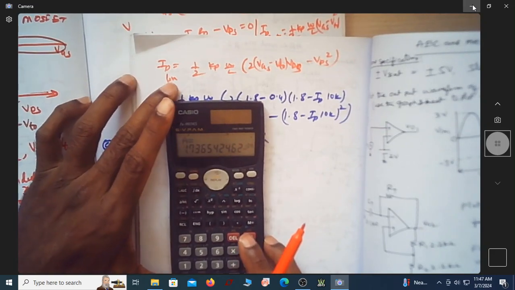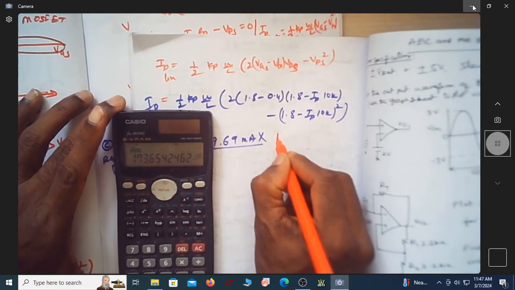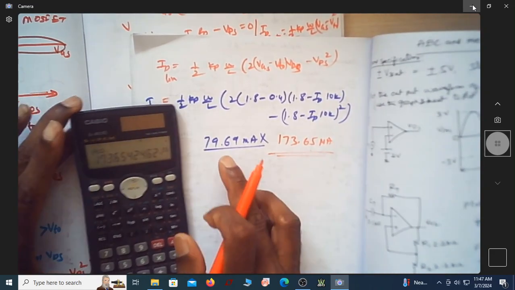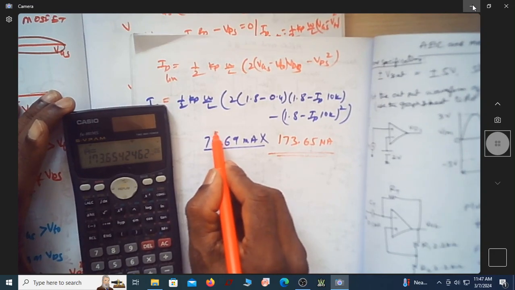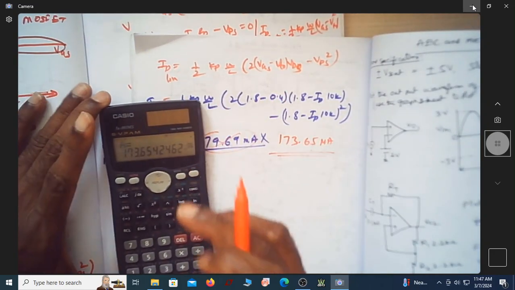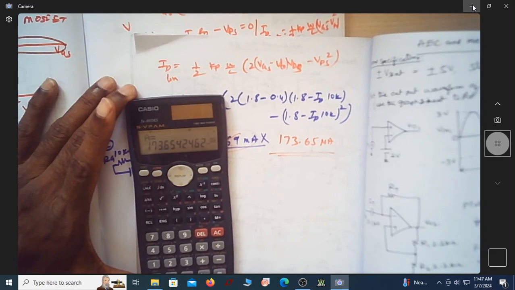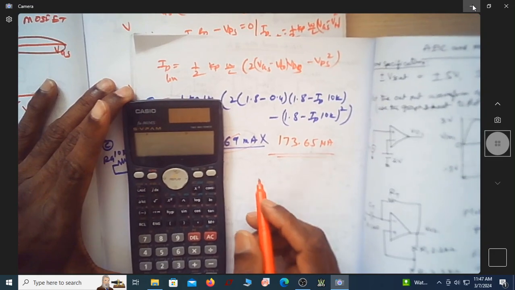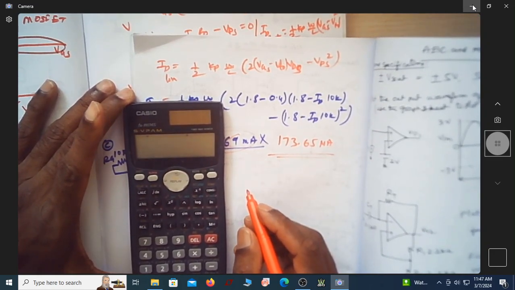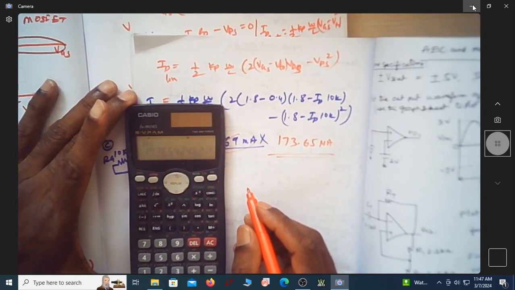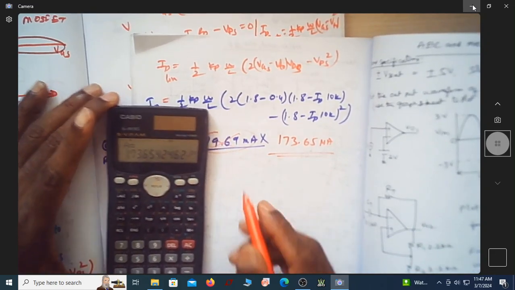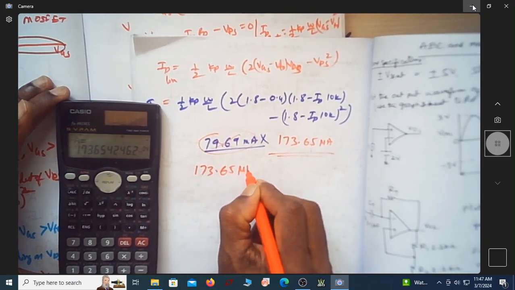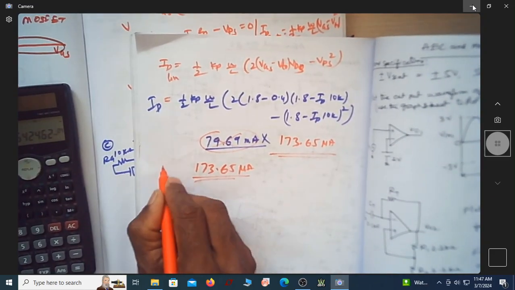Okay, what is the current? So current is 173.65 microampere. This is one of the currents. Let me find out the other root, equals 1 equals shift cal. Let me find out the other current. Okay, it comes out to be the same. So 173.65 microampere is the current that is flowing.